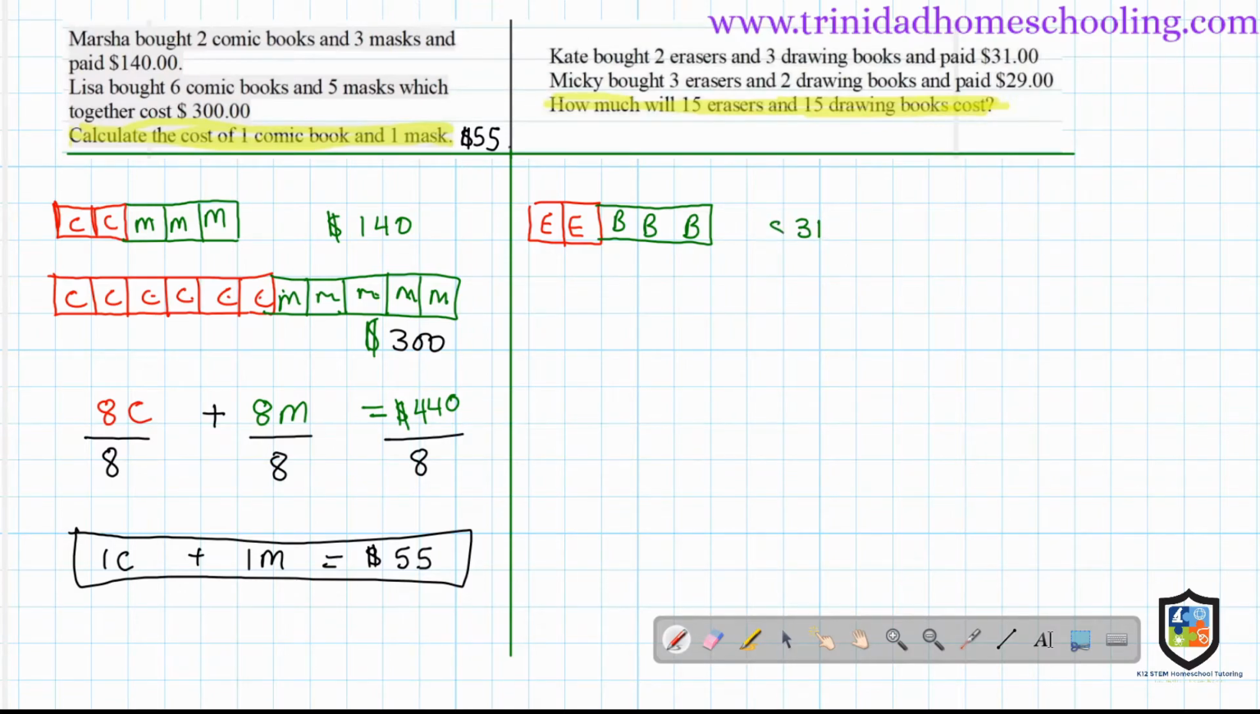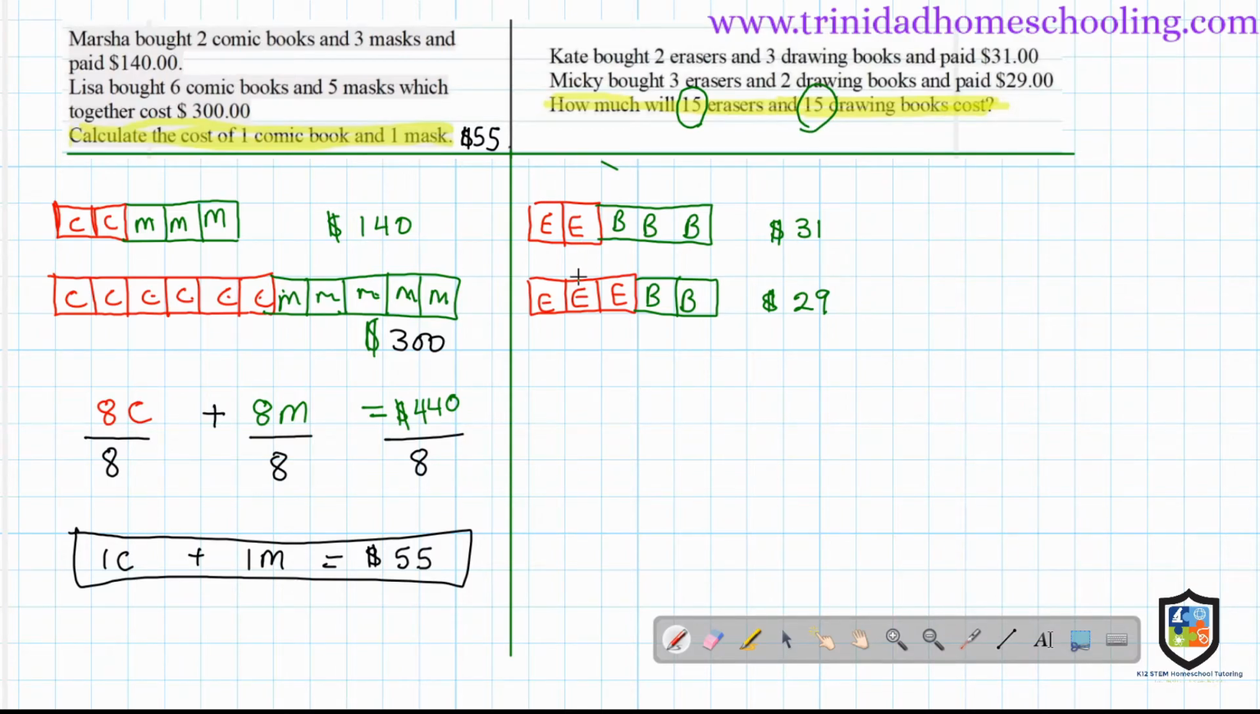Alright, and then we had 3 erasers, and we had 2 drawing books. Okay, and this came up to $29. Now we're trying to get 15 erasers and 15 drawing books.